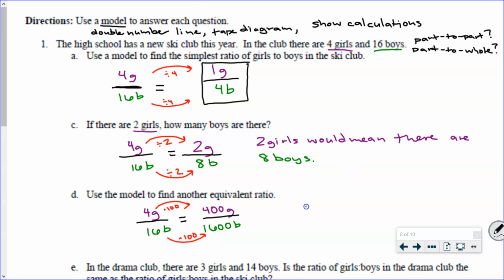Love that. Very outside of the box. A lot of times kids just try and multiply by 2 or 3 or something small. Love thinking outside of the box. Give me another one, please. An equivalent ratio to 4G and 16B. 4 girls, 16 boys. What did you come up with, CJ?